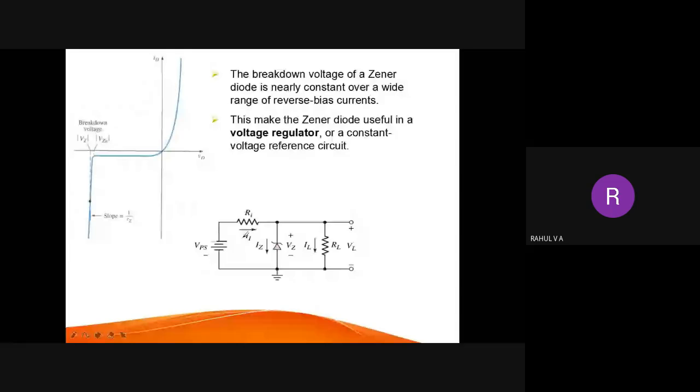Its Vz, that is, the voltage at which breakdown happens, is 5.1 volt. You assume that the voltage at which breakdown happens is 5.1.